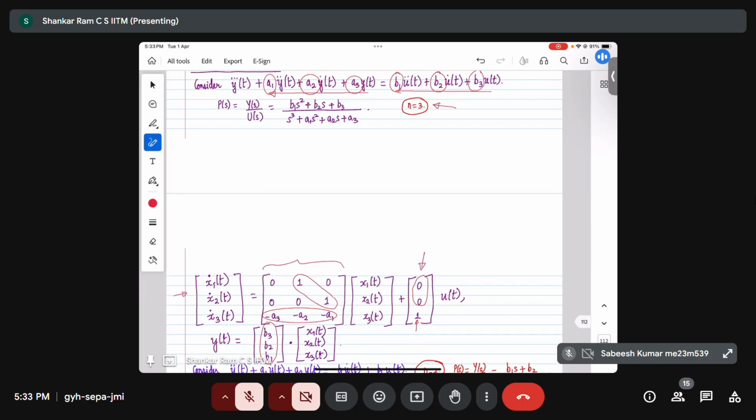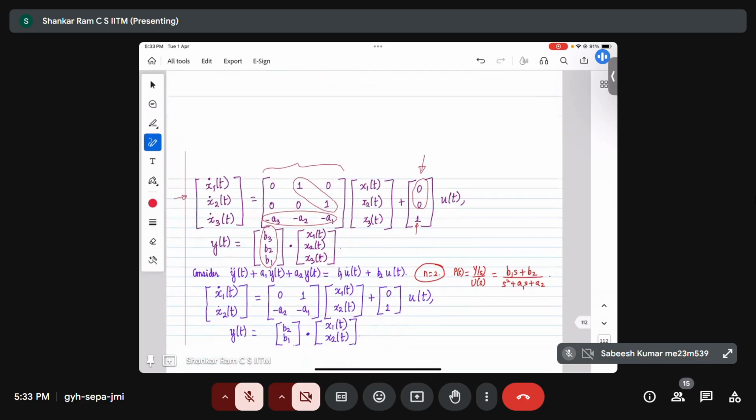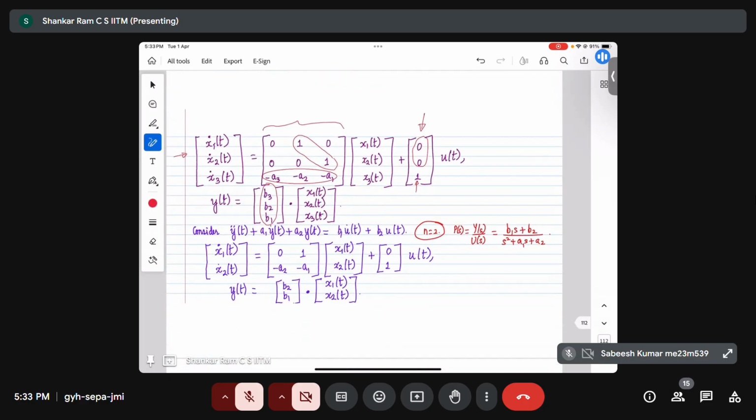So this is what we have. Given this state matrix, input vector and output vector in this form, we'll see that the design of the full state feedback controller, which we'll learn next, becomes quite easy. That is the advantage of the controller canonical form. Let's do the same exercise for a second order system.